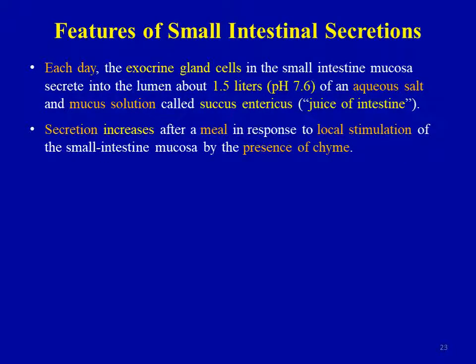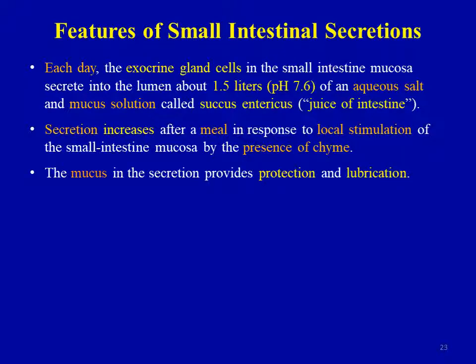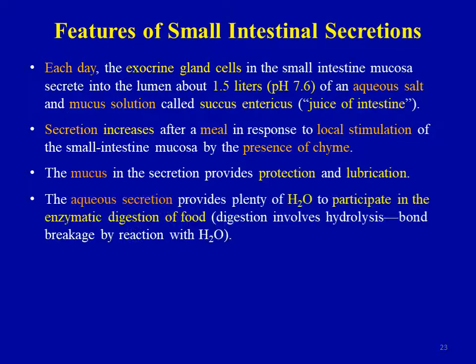The secretion increases after a meal in response to local stimulation of the small intestine mucosa by the presence of chyme. So the presence of chyme in the small intestine will trigger or stimulate the secretion from the crypts of Lieberkühn. The mucus in the secretion provides protection and also acts as a lubricant. The aqueous secretion provides plenty of water to participate in the enzymatic digestion of food.